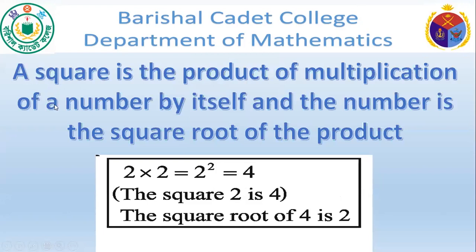Now, boys, pay attention that a square is the product of multiplication of the number by itself. I am repeating again. What is a square? A square is the product of multiplication of a number by itself, and the number is the square root of the product. As for example, 2 into 2 equal to 2 square, that is 4. The square of 2 is 4 and the square root of 4 is 2.